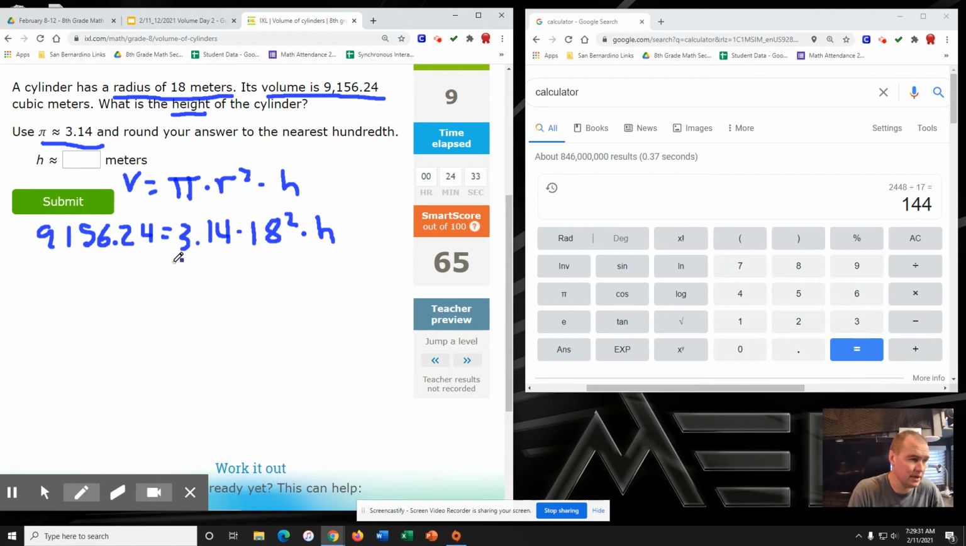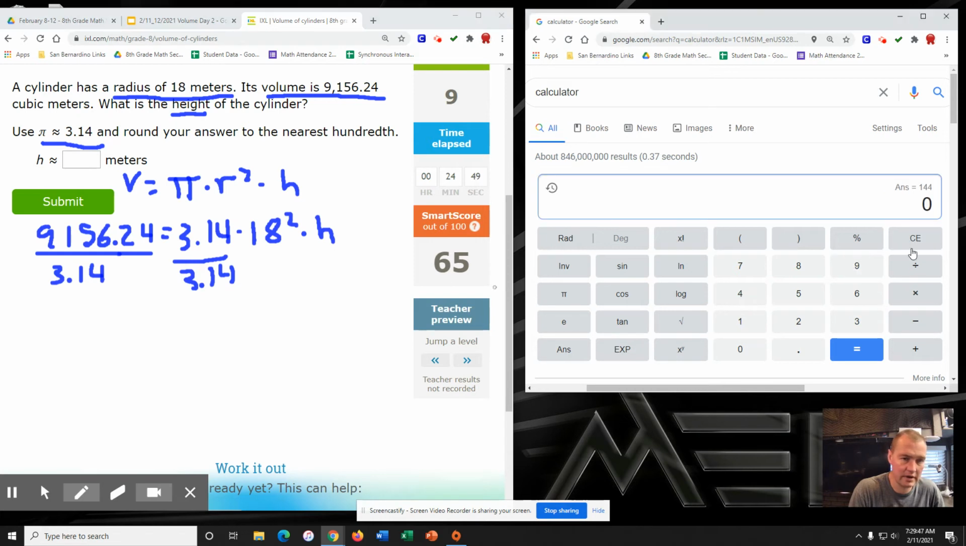All right, one step at a time. Let's go ahead and divide out pi. I think that helps take out the decimal, so we'll get whole numbers at the end. So I usually try to do that first. So I'm going to do 3.14 divided from both of these. So calculator: 9,156.24 divide 3.14, which is pi. Yeah, that's nice, right? Took out the decimal.